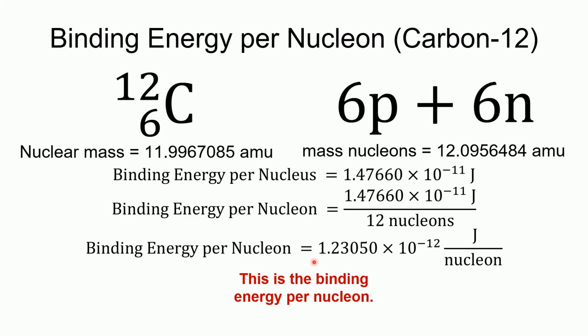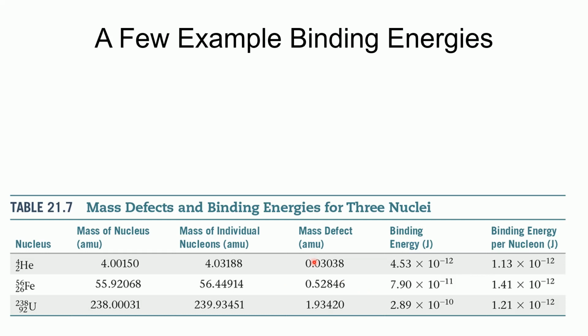Here's the thing. The bigger that number is, the more stable the nucleus. The smaller that number is, the less stable the nucleus. That number doesn't seem very big, but it's bigger than some of the other numbers that we run into when we're looking at binding energies per nucleon. So just remember 1.23 times 10 to the negative 12. We're going to come back to that.